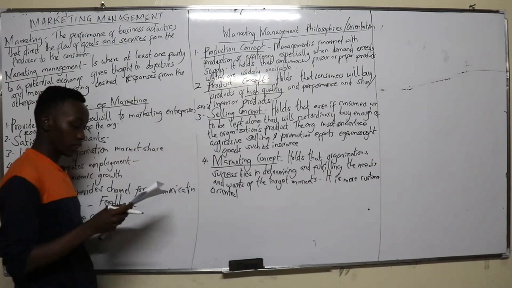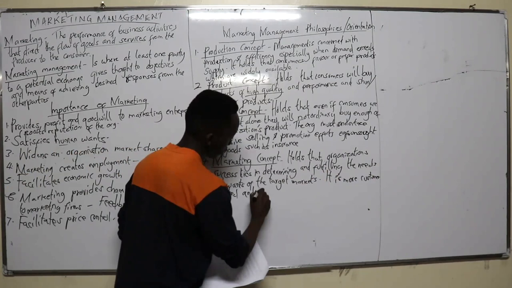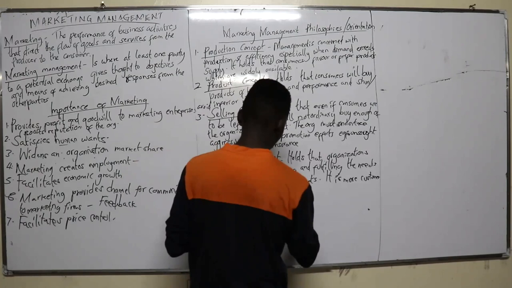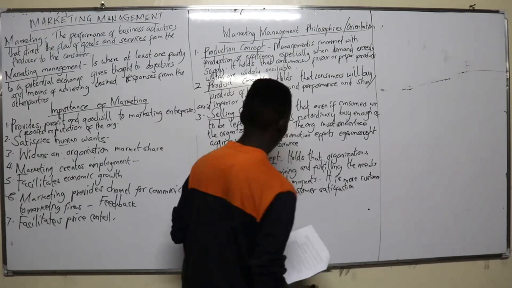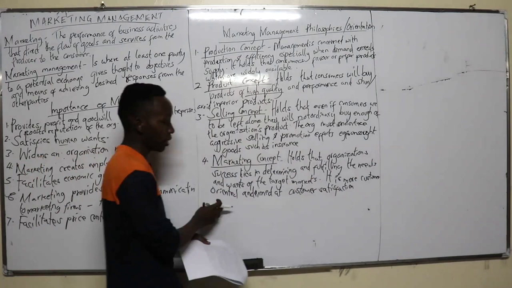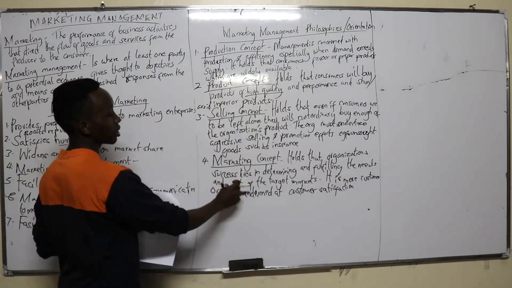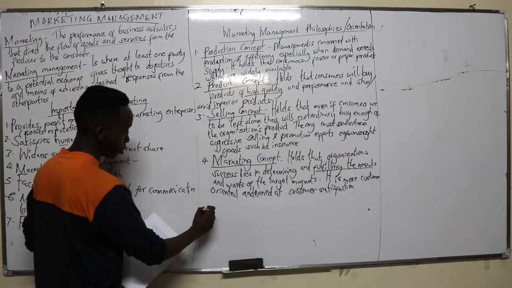It is more customer oriented and aimed at customer satisfaction. So this meaning of customer oriented, this is whereby we take into account the customer's needs and wants and formulate a product that can satisfy or fulfill those needs.